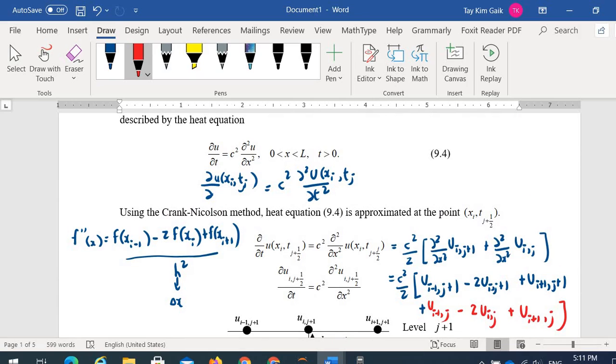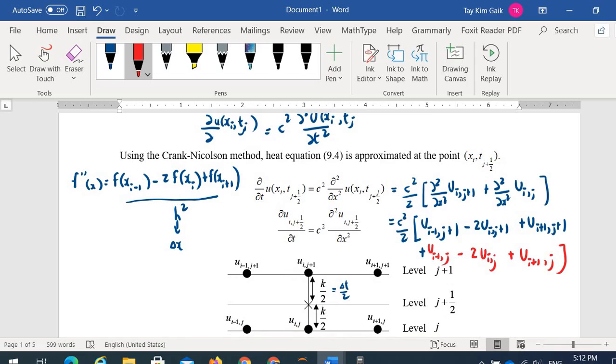∂u/∂t equals c squared ∂²u/∂x². It's solved by the Crank-Nicolson implicit method. The heat equation is actually solved at the point x_i, t_(j+1/2), and ∂u/∂t is approximated using the 3-point central difference, so you have u_(i,j+1) minus u_(i,j).